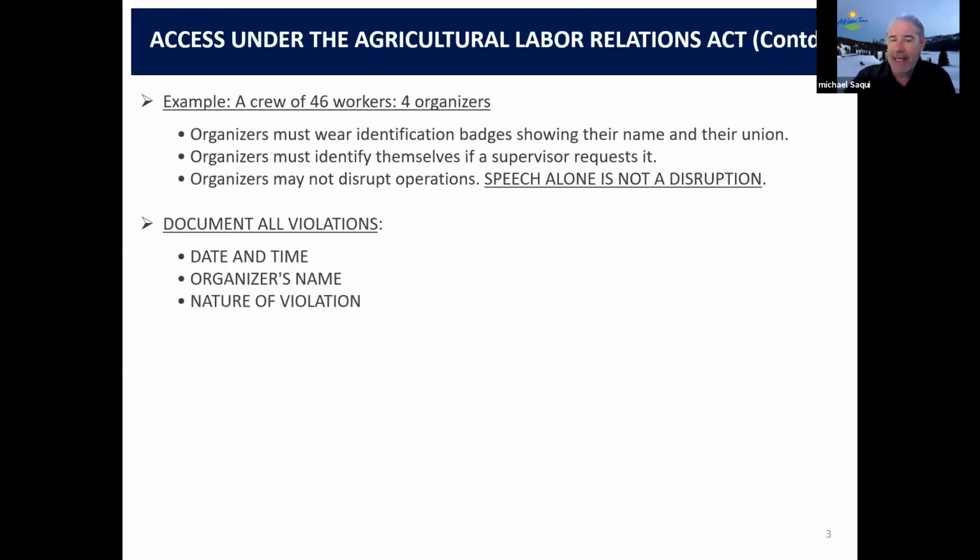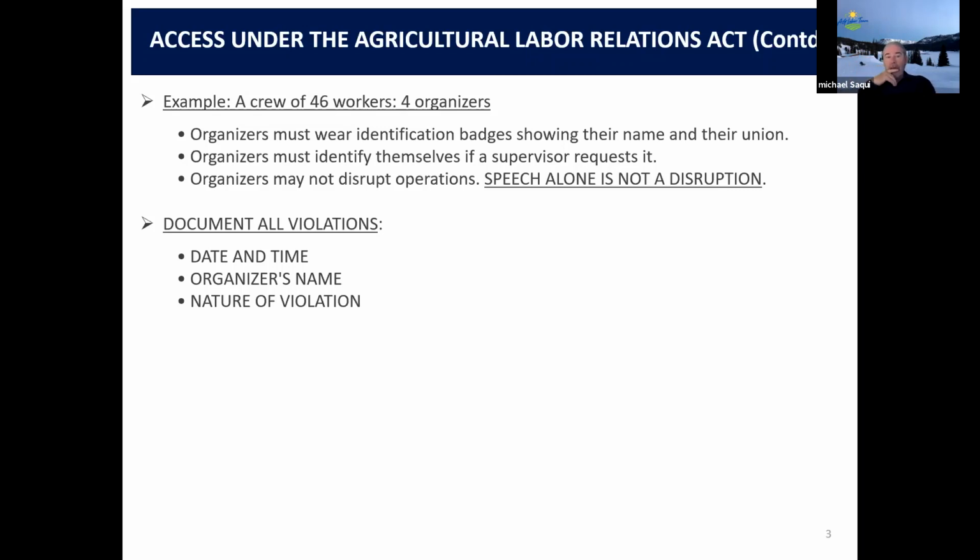The nature of the violation typically is going to be they showed up early and took access without me allowing them. They stayed longer than the lunch period. If they wouldn't get off the buses and they interrupted our production. Okay. Those are the three top complaints of violations.